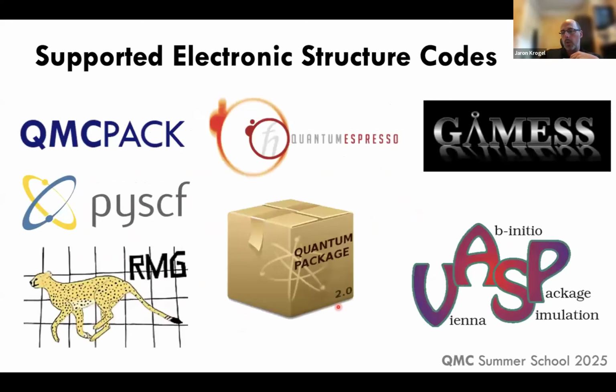Okay, so what codes are supported by NEXUS? Well, of course, it supports QMCPACK. It also supports quantum chemistry codes with Gaussian basis sets like GAMESS, PySCF, and Quantum Package. In the land of solid state, it supports the plane wave DFT codes VASP and Quantum ESPRESSO, and also, mostly for periodic systems, the real space multigrid code. All of these, with the exception of VASP, directly interface with QMCPACK.